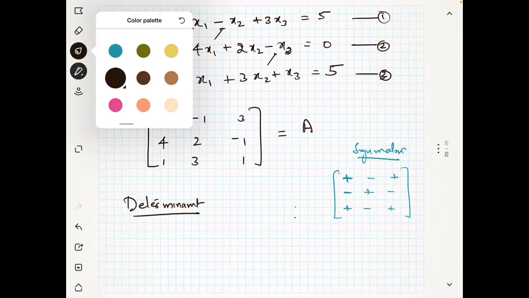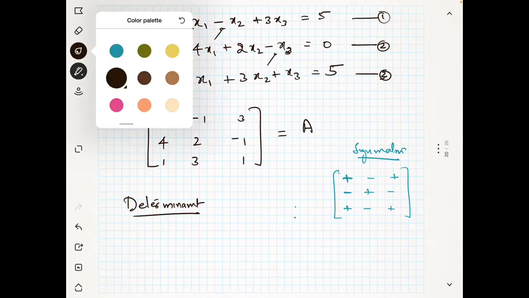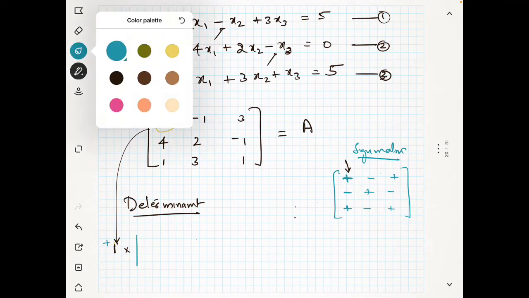Now to find the determinant, we will first take this element, which is 1. 1 multiplied with, what is our sign? You see here the sign is positive, so I will use the same sign, positive. Then I will find the determinant of the remaining part.